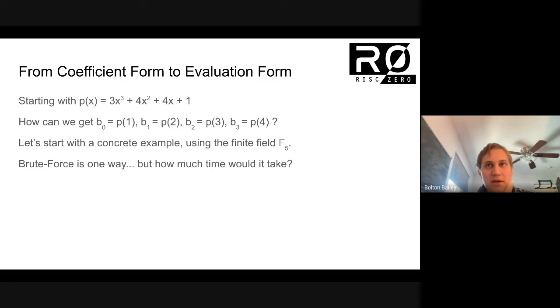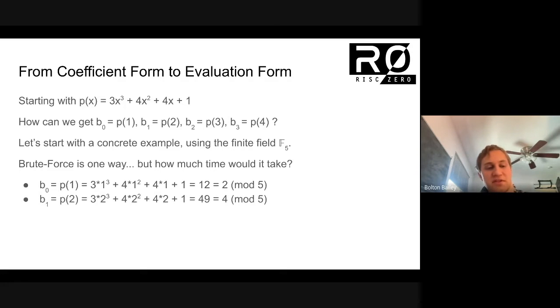So one way we could do this, as I was alluding to, was brute force, right? We can evaluate P(1) by just multiplying things out. We have 1 cubed, 1 squared, 1. All of those are equal to 1. And so if we add all these up, we get 12, which is equal to 2 mod 5. And so that would tell us B0 directly.